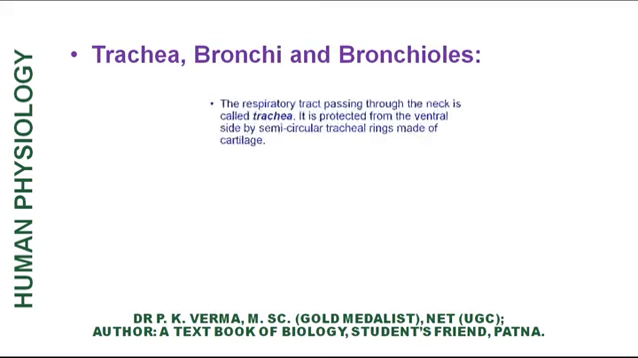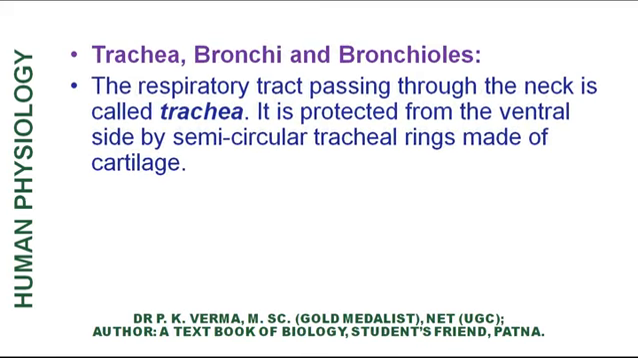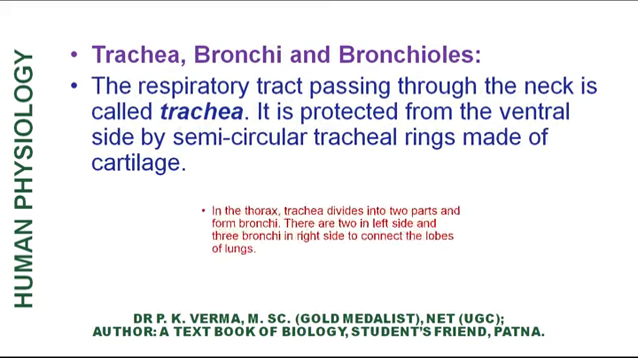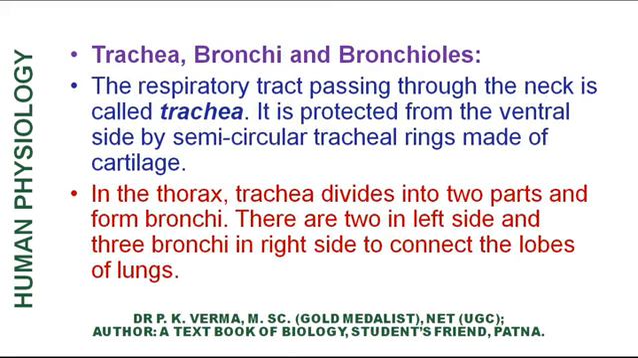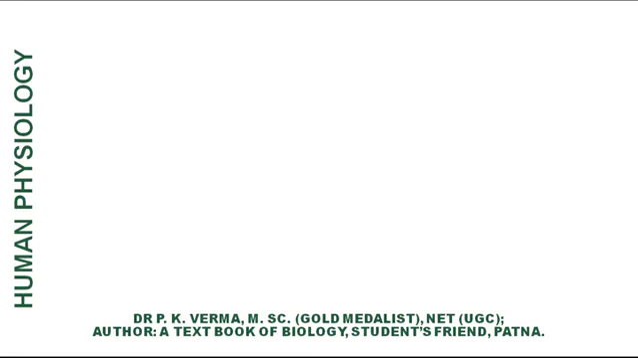Now, the respiratory tract passing through the neck is called trachea. It is protected from the ventral side by semicircular tracheal rings made of cartilage. In the thorax, the trachea divides into two parts and forms bronchi. There are two bronchi on the left side and three bronchi on the right side to connect the lobes of the lungs.